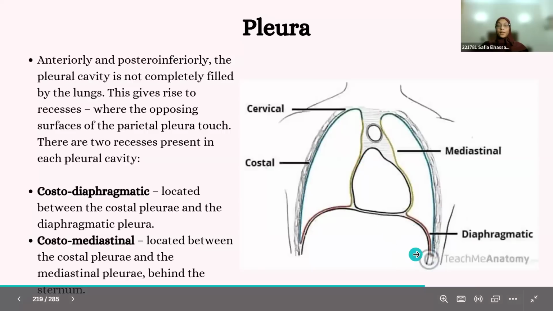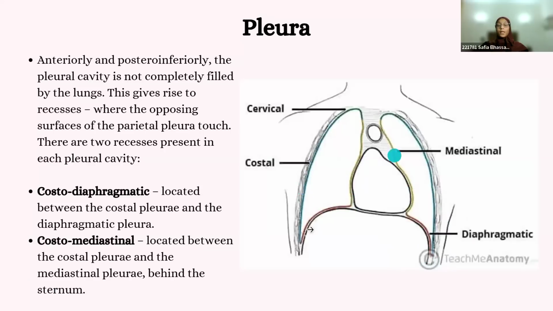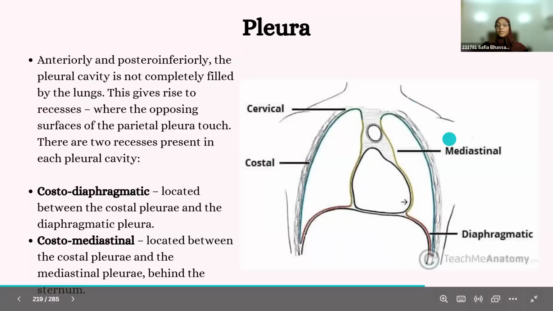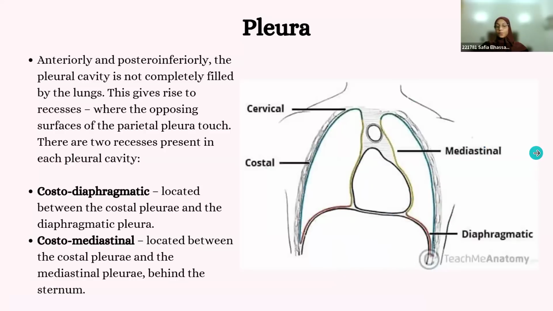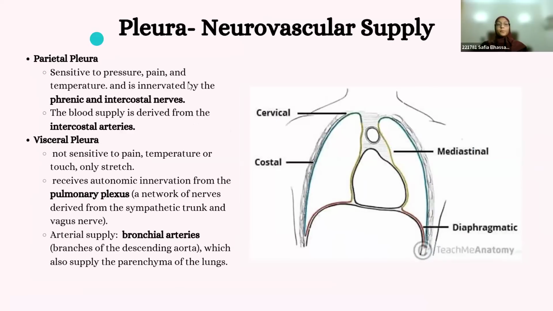So the costodiaphragmatic recess forms this angle right here. And if you have fluid buildup in the cavity for any reason at all, you would be able to visualize it here. So you would see it on X-ray, and that would indicate that you have a condition like pleural effusion or some other fluid. It could be blood, it could be anything.